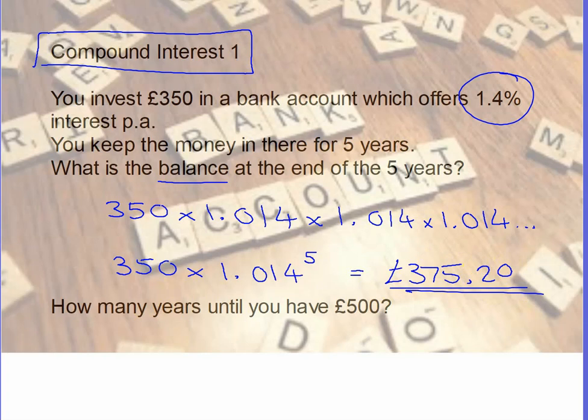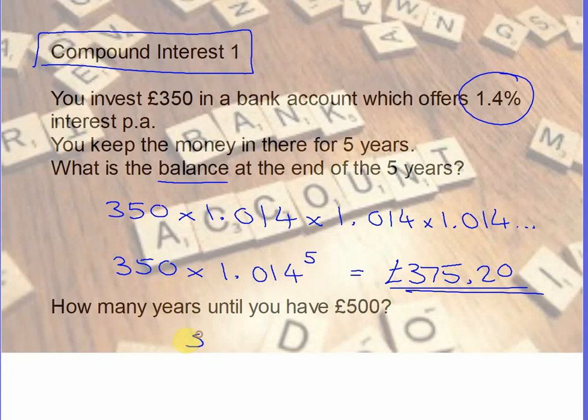No one puts £350 in and just leaves it. They normally put £350 in a month with that interest, so obviously it goes up quite a lot, but that's an A-level problem, so we're not going to worry too much about that. But if you were to leave it, how long is it going to take for you to get that £500? Maybe you're saving for a bike. You're not going to like the answer to this one.